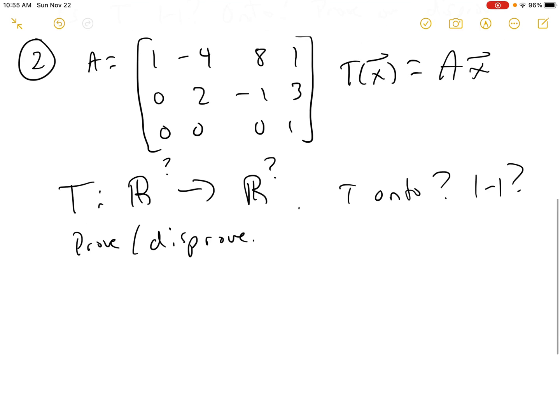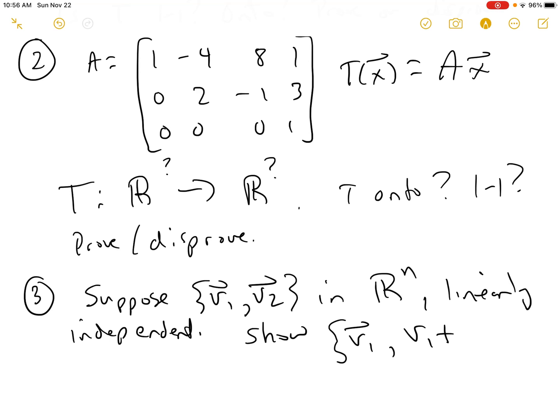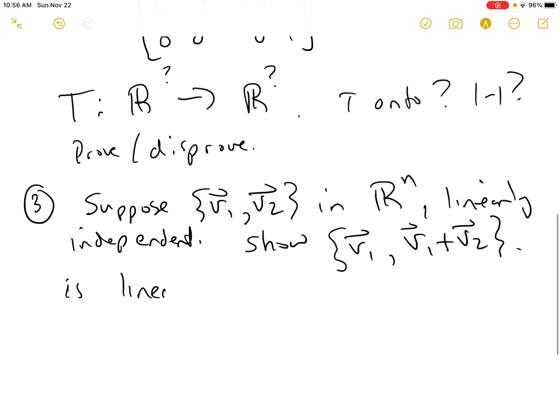Question 3 is one that I really like. Suppose we have two vectors v1 and v2 in Rn, and they are given to be linearly independent, and you're to show that the set v1, v1 + v2 is linearly independent in Rn.